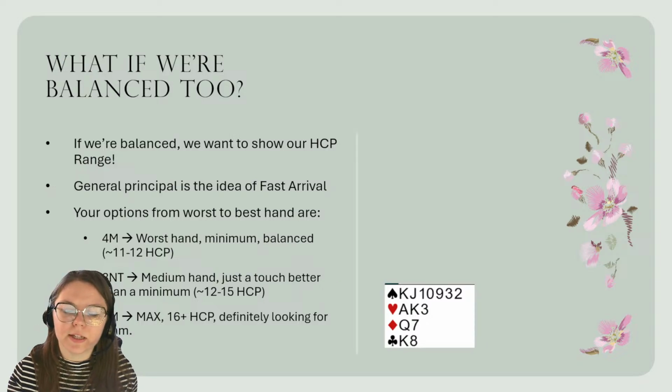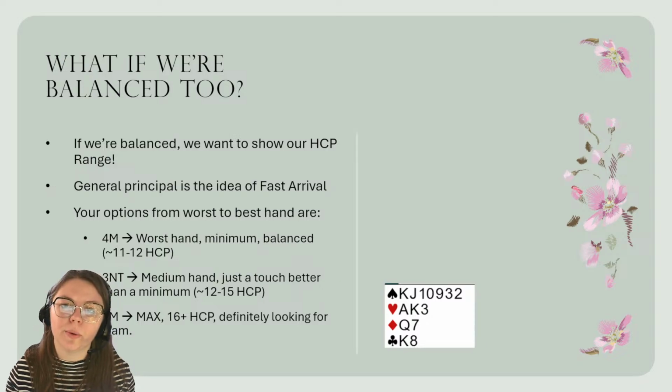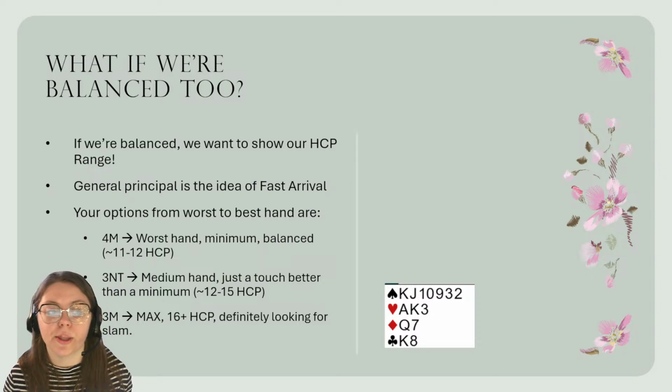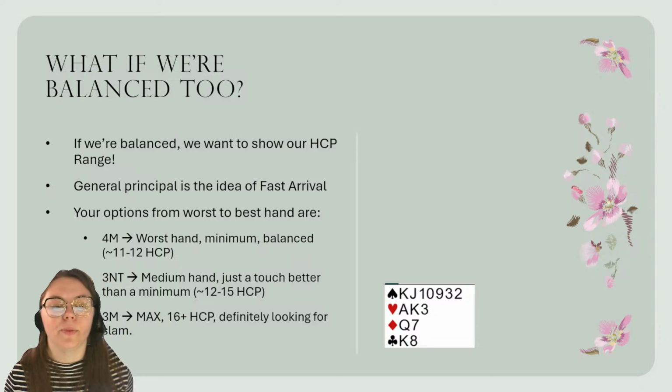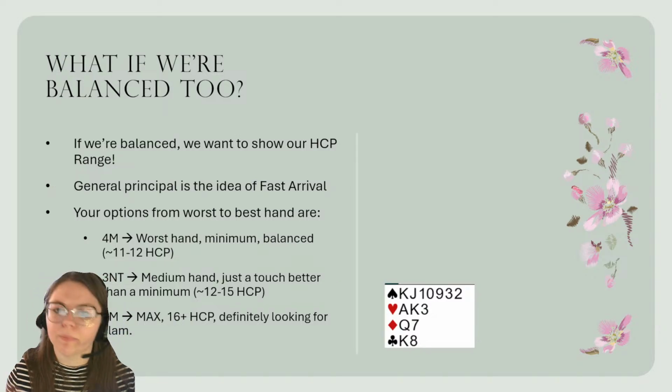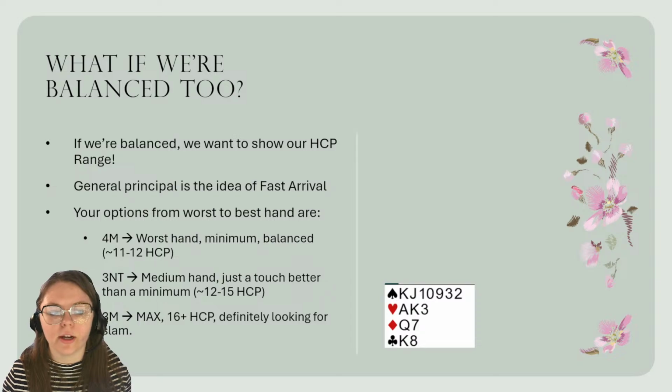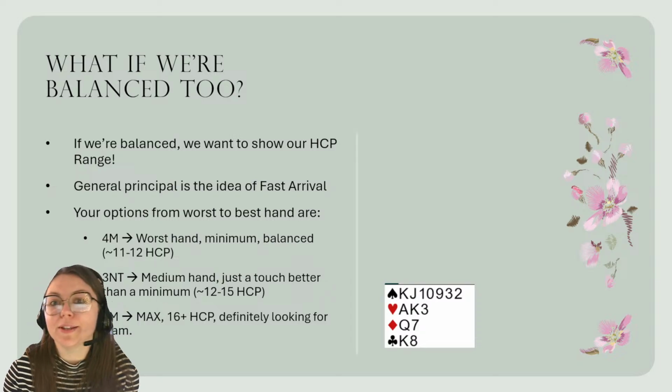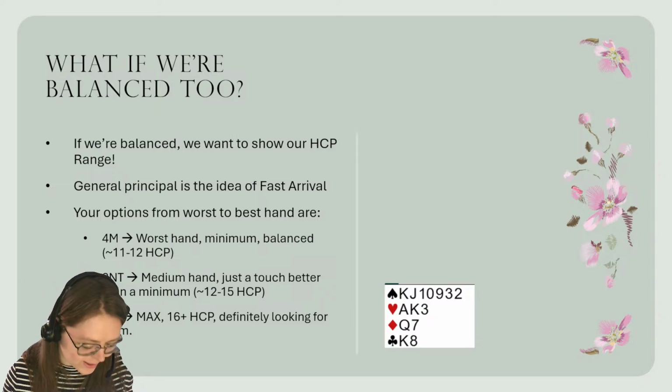In other people's systems, 3 no trump might be showing that non-minimum 5 card suit, whereas 3 of the major is showing that non-minimum 6 card suit. So some people play that differently. Whatever, that's totally fine. This is just the one that I like right now. So if you can tell me why you like the other way, that's totally awesome too.